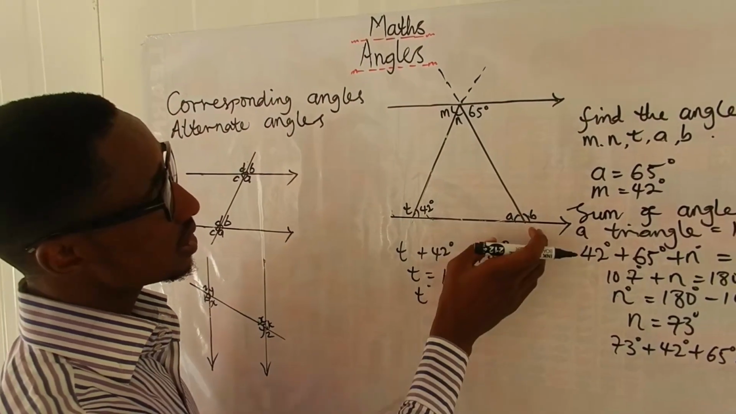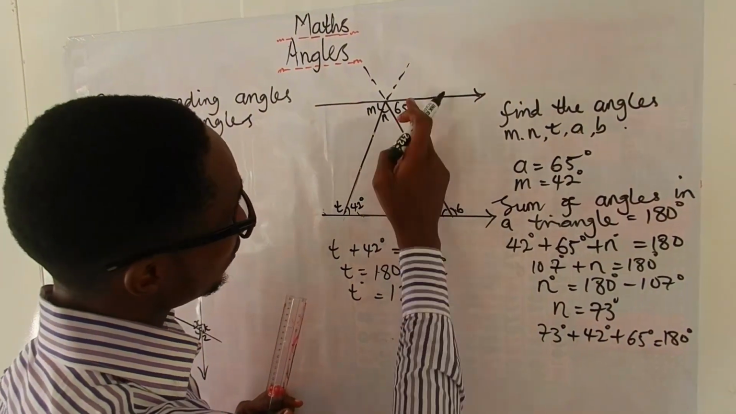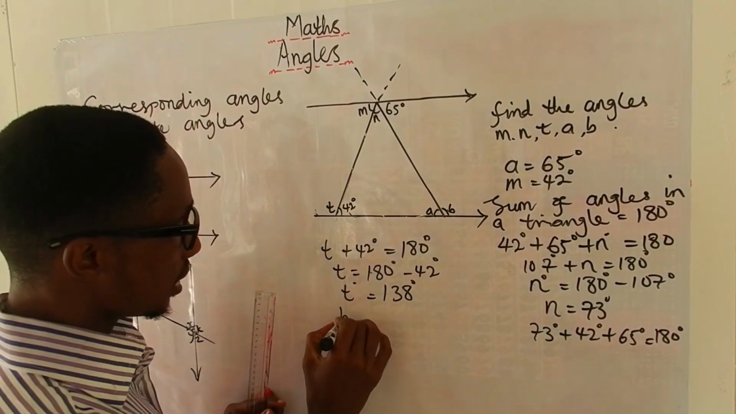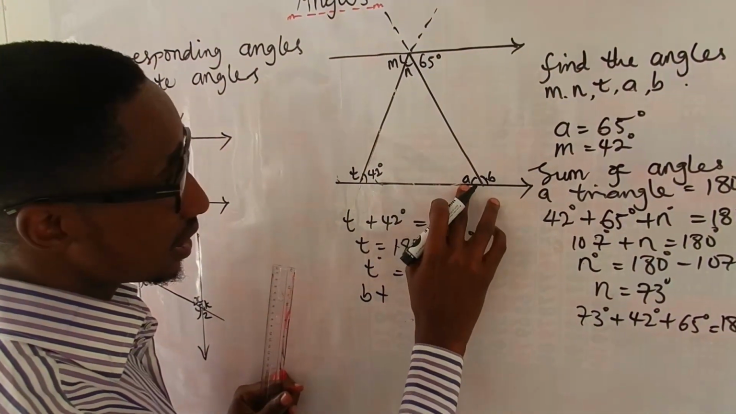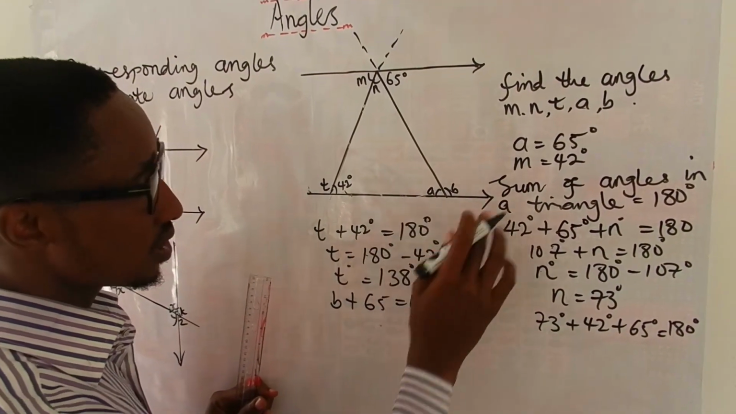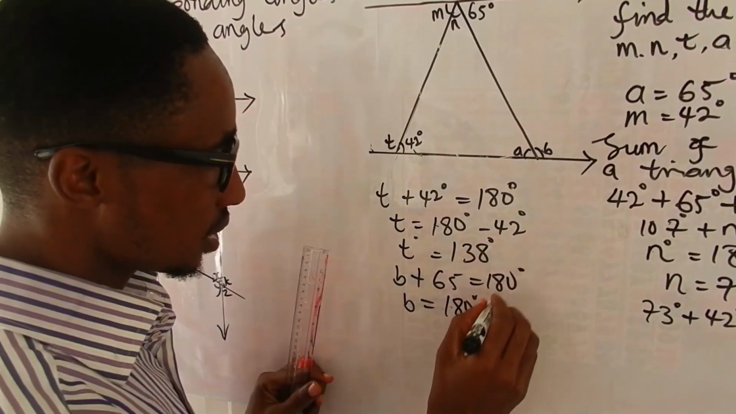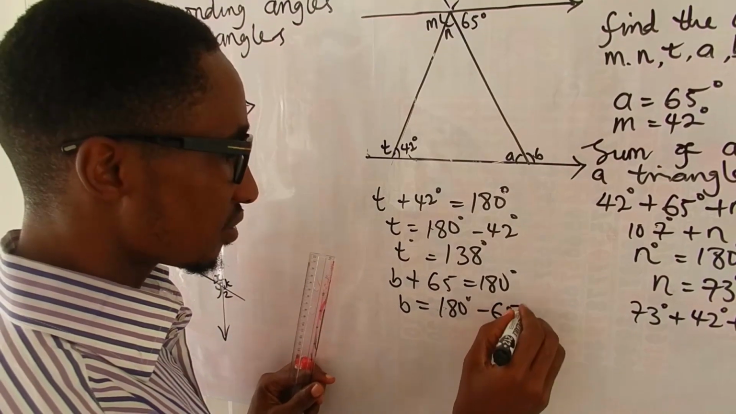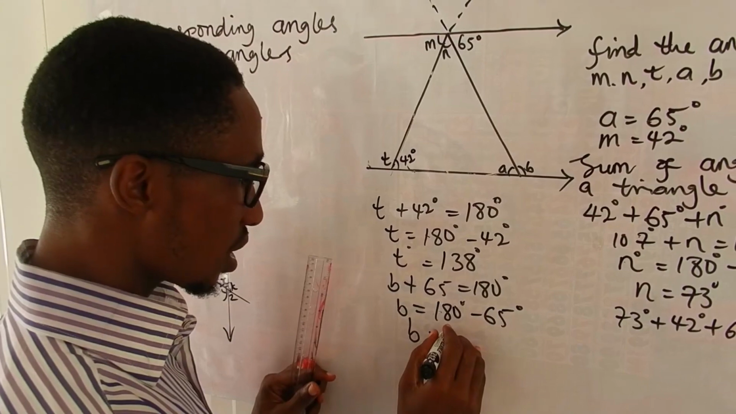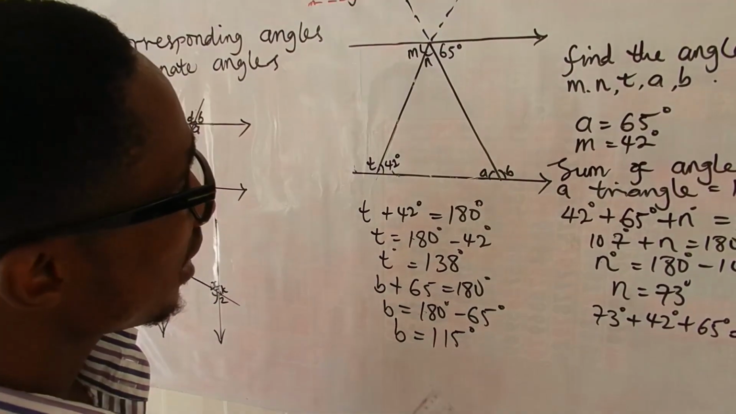Okay? Now I come to this side, and so far I've gotten A and 65 alternating angles. How do I solve for B? B plus alternating angle 65 equals 180. Also I'm going in a straight line. So B equals 180 degrees minus 65. So B equals 180 degrees minus 65, that gives us 115 degrees. So this is the value of B.